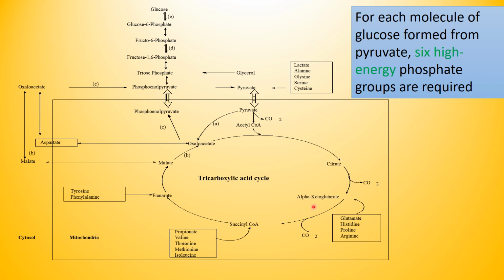If we look at the TCA cycle, at the alpha-ketoglutarate level, glutamine, histidine, proline and arginine enter at this level. Valine, threonine, methionine and isoleucine are converted into succinyl CoA. Likewise, propionic acid, which is a VFA produced during ruminal fermentation, is converted into succinyl CoA. Then tyrosine and phenylalanine are converted into fumarate or fumaric acid. So this is what we call gluconeogenesis, or if we start from glucose, the glycolytic pathway. So this is how they are interlinked.